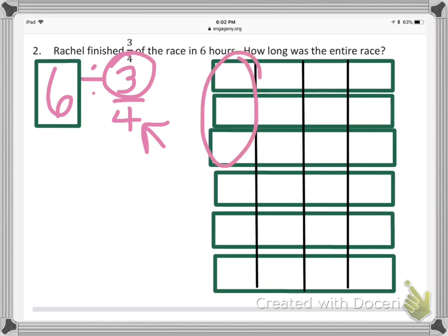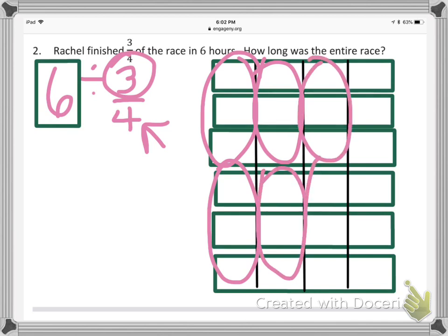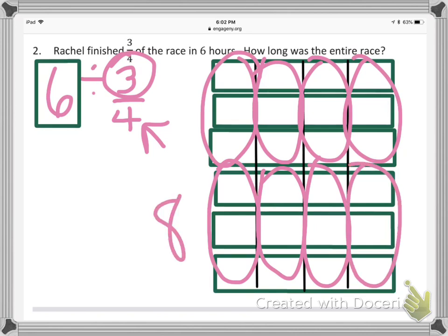So I'm going to find groups of 3 here. I see 3 there. That's 1. There's 3 more. That's 2. There's 3. That's 3, 4, 5, 6, 7, and 8. The answer is 8. There are 8. The race was 8 hours. The entire race. So there we go. There's our model for whole number divided by a fraction.